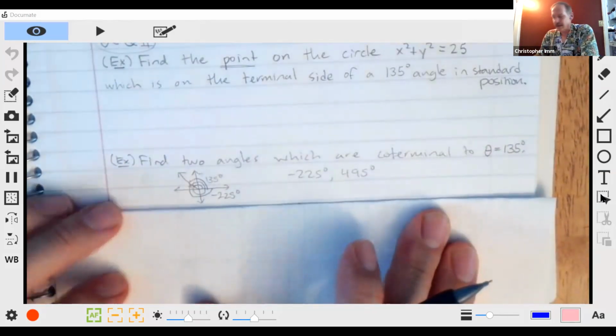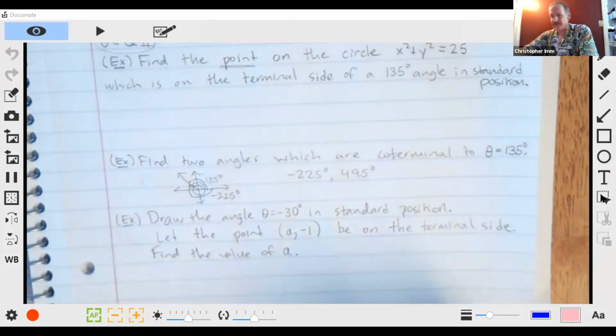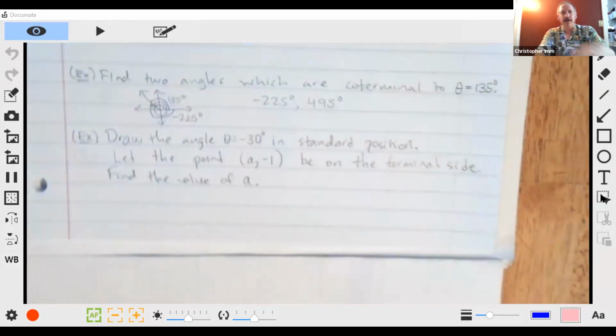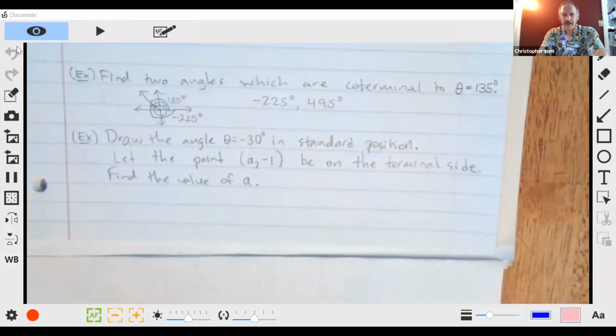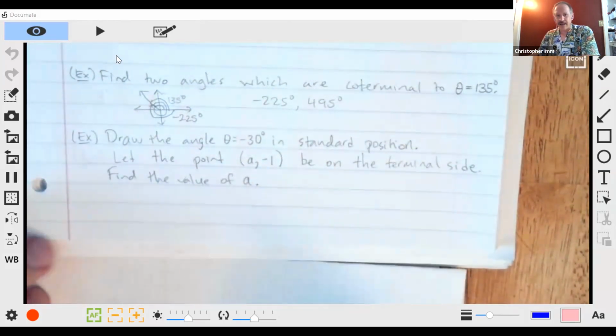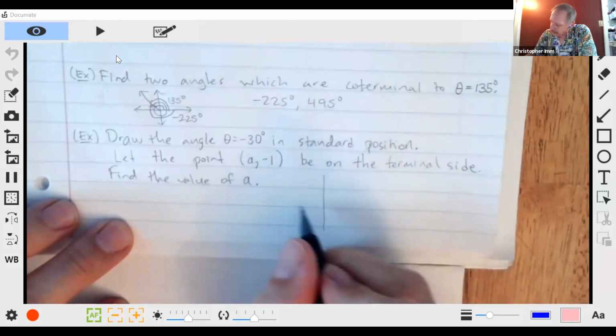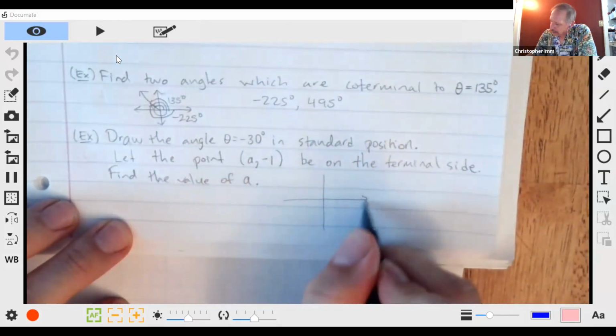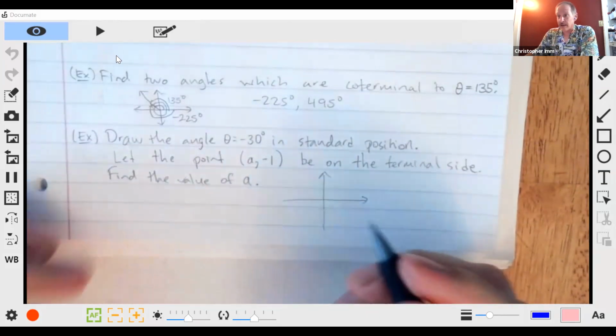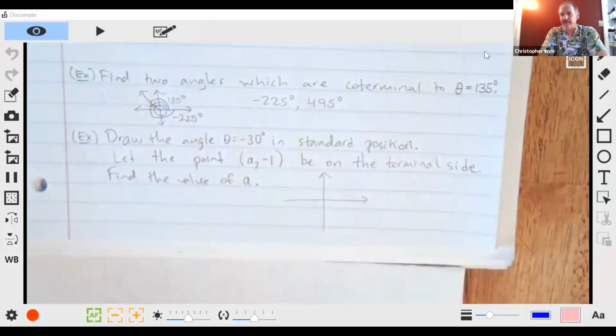Awesome. Okay, last one. We're going to draw an angle of -30 in standard position. Okay. By the way, what quadrant would we be in when we draw this angle of -30?